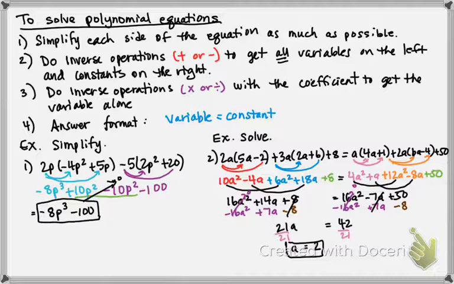So 5 times 2 is 10, take away 2 is 8, 2 times 2 is 4, 8 times 4 is 32. We've got 3 times 2 is 6, we have 2 times 2 is 4, 4 plus 6 is 10, 6 times 10 is 60, and then we have an 8. So that's going to be a grand total of 100.